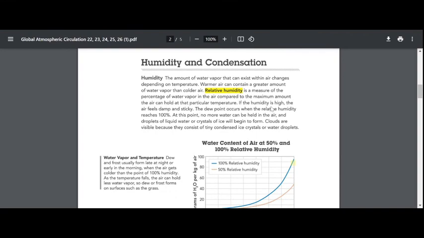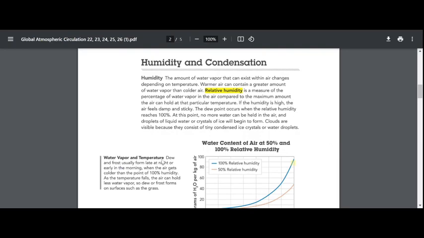If the humidity is high, the air feels damp and sticky. The dew point occurs when the relative humidity reaches 100%. At this point, no more water can be held in the air, and droplets of liquid water or crystals of ice will begin to form. Clouds are visible because they consist of tiny condensed ice crystals or water droplets.